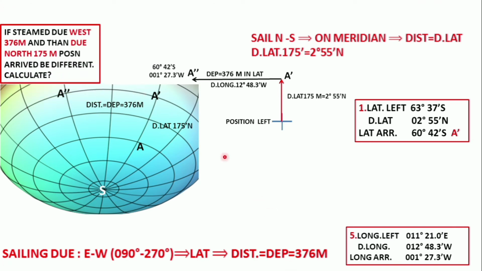Now if this question was put to you, that instead of sailing like this, you should have gone west and then due north, you would be arriving at a different position, which you can calculate and figure out yourself. Because here with this departure, the D long would be different. So ultimately you'll reach a different position.